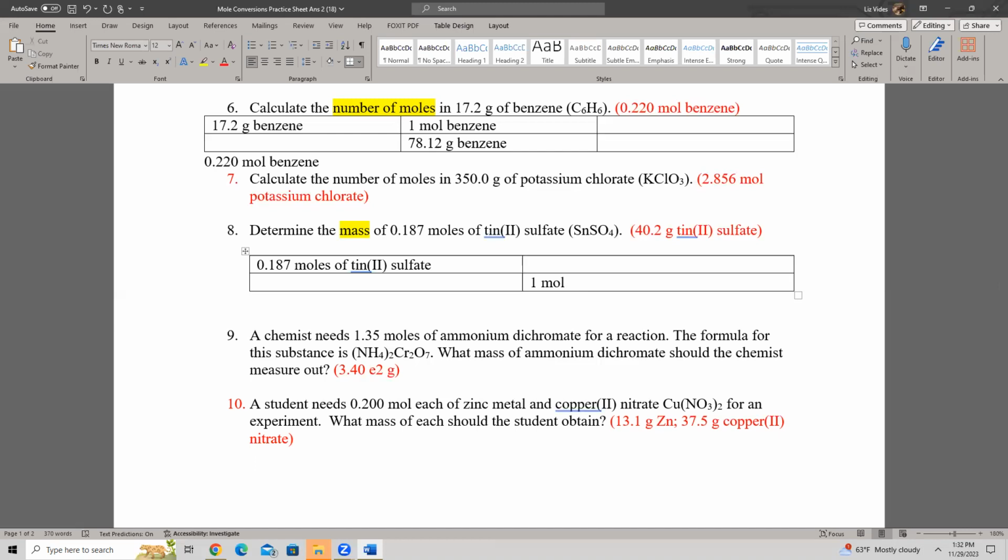And then we've got sulfur, which is 32.07, plus oxygen times 4, right? That's 16 times 4. Equals, I get 214.78 on the top. Why on the top? Because we want grams, right? We don't want moles. We want moles to go away.